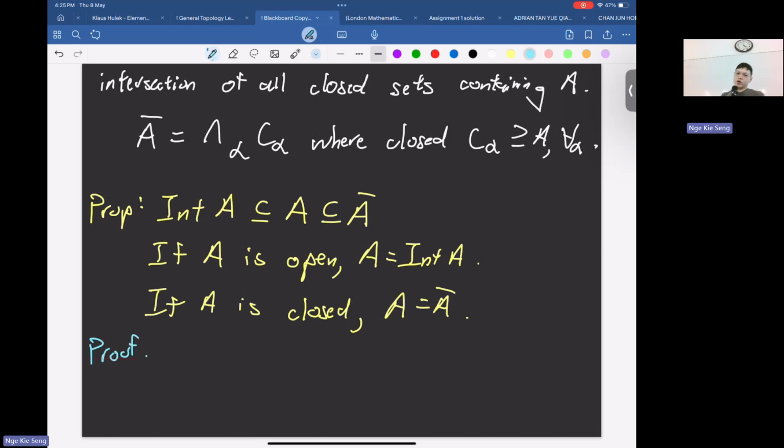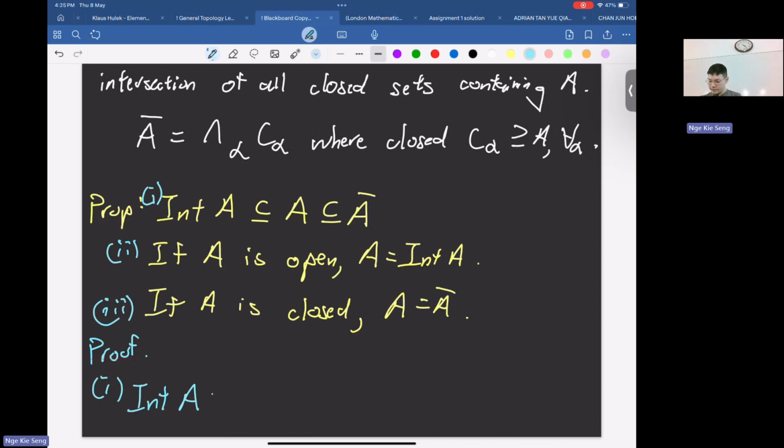Nothing much to work with, we just need to start with the definition. So what do we do here? What is in A? What is in A here? So let's put 1, 2, 3 here. In A by definition is what?